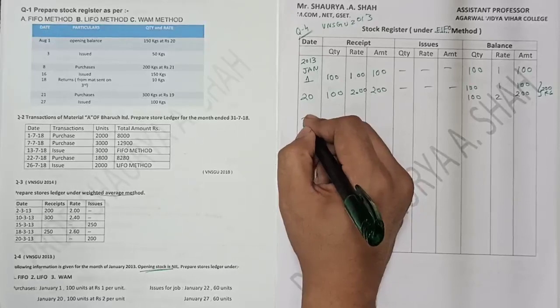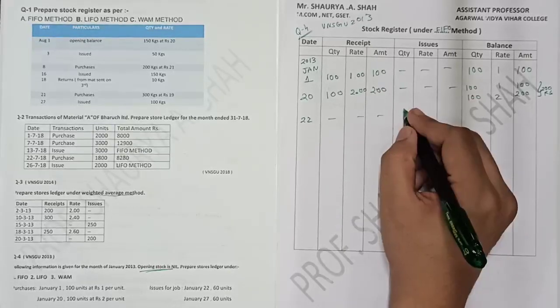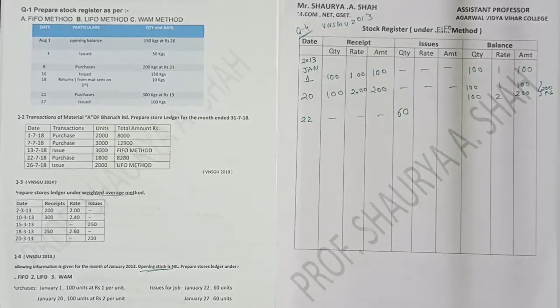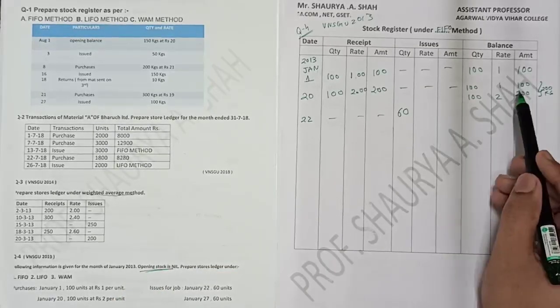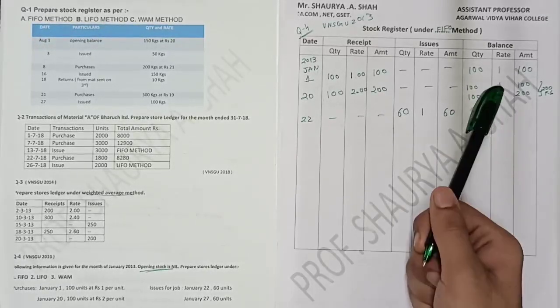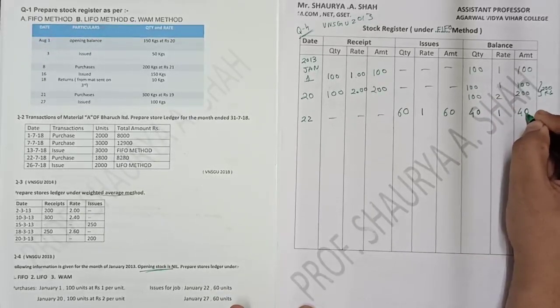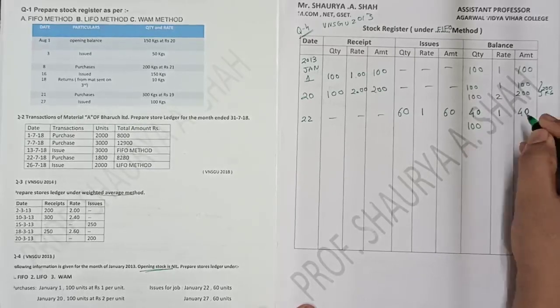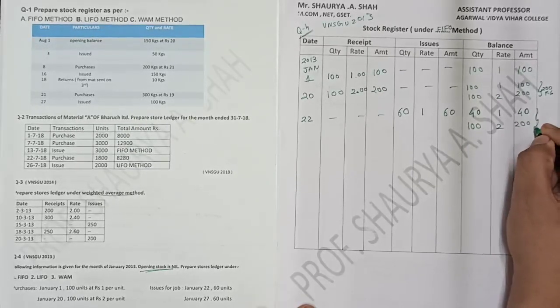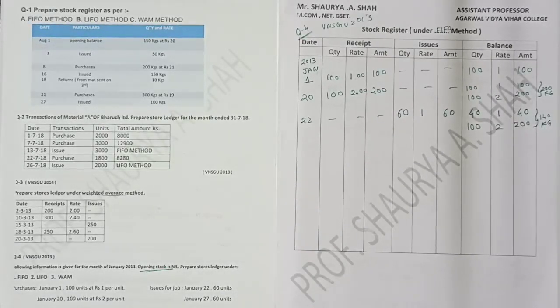Now on the 22nd of January, students, you have issued 60 units. So in receipt I will write dash, and in quantity I'll write 60. The rate from which you give it is first in first out. The one who came first will go out first, so at the rate of 1, the amount will be 60. Now out of 100 you have given 60, so remaining is 40, the rate will be 1, so the amount will also be 40. This remains as it is, 100 into 2, 200. So now you have 140 as your closing stock. I hope it is clear to all of you, students.